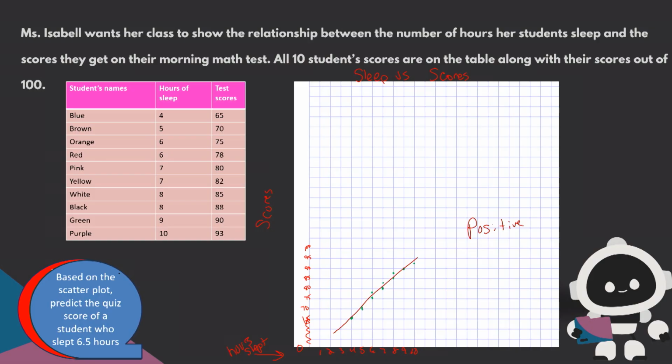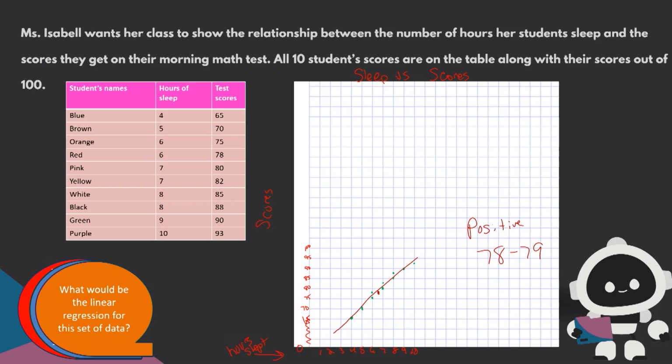It says, based on the scatter plot, predict the quiz score for the student who slept 6.5 hours. So if we keep with this trend, and I go over here to 6.5 and go up near my line, I'm going to say it's going to be around there. So maybe 78, 79, maybe between 78 and 79 for your grade. So then, let's look at our next one.